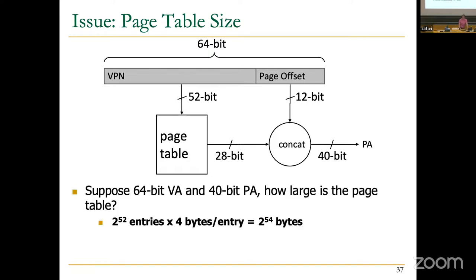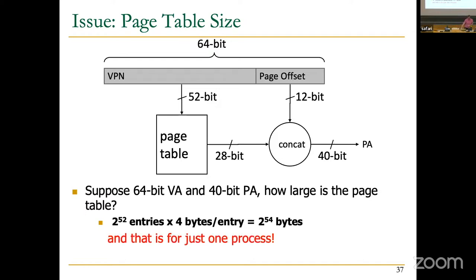Well, 52 bits means 2 to the 52 entries, right? First of all, that is a large number. Assume conservatively that it's only 4 bytes per entry. In existing page tables, actually, it's larger. So this is 2 to the 54 bytes. That's 16 petabytes, right? Do you have it in your physical memory? I wish I had it. I wouldn't use it on page tables if I had it. Let me put it that way.